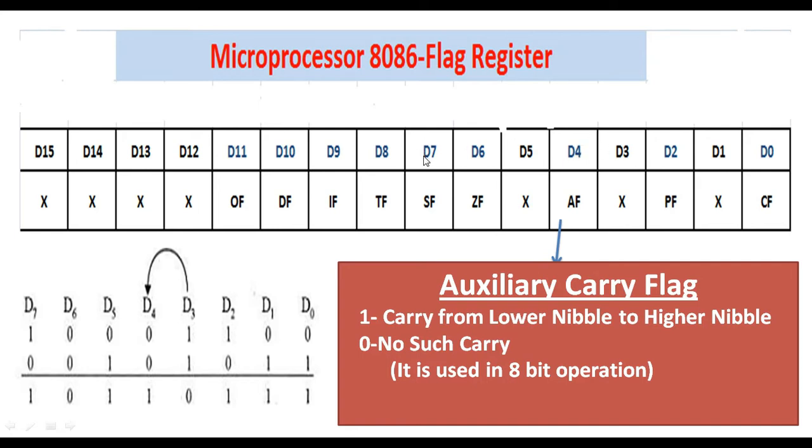And if there is a carry generated from D3 to D4, here we can see this example. There are two numbers and addition is performed on these two numbers. There is a carry generated from D3 to D4 because 1 plus 1 is 0 and a carry will be generated here. So carry is generated from D3 to D4. That's why this auxiliary carry flag will be set, meaning from the lower nibble to the higher nibble the carry is generated. And if there is no such carry, then it will be reset.